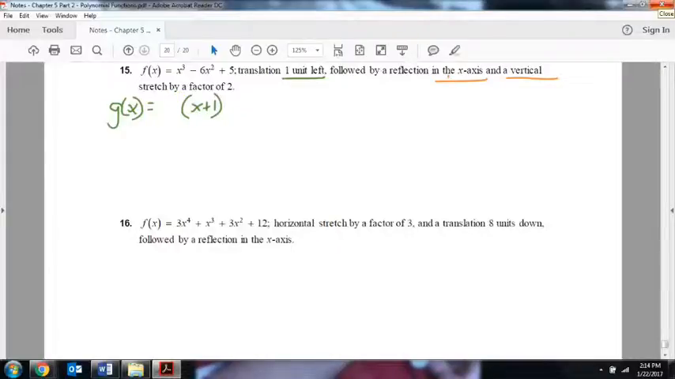Followed by a reflection in the x-axis and a vertical stretch by a factor of 2. So I'm going to multiply by a negative 2. So I've got a negative 2 f of x. Multiply by the 2 because it's a vertical stretch. Multiply by the negative because it's a reflection across the x-axis.